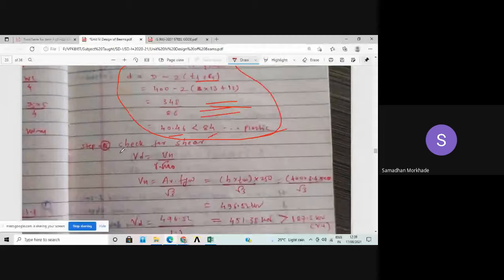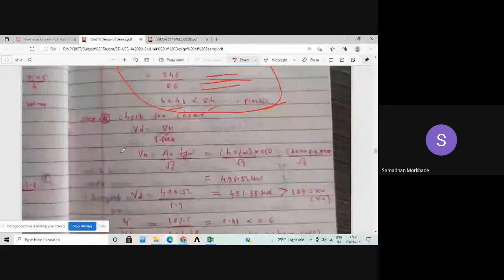Now next step, check for shear. VD, design shear, is equal to nominal shear divided by partial safety factor, and nominal shear is equal to shear area into yield stress of the web divided by root 3. How to calculate shear area? H into TW. H is the overall depth of the section and TW is the thickness of web, multiplied by FYW, 250, divided by root 3. Our section is ISWB 400, so the overall depth of the section is 400. Thickness of web is 8.6 from the steel table, and 250 is Fy divided by root 3.